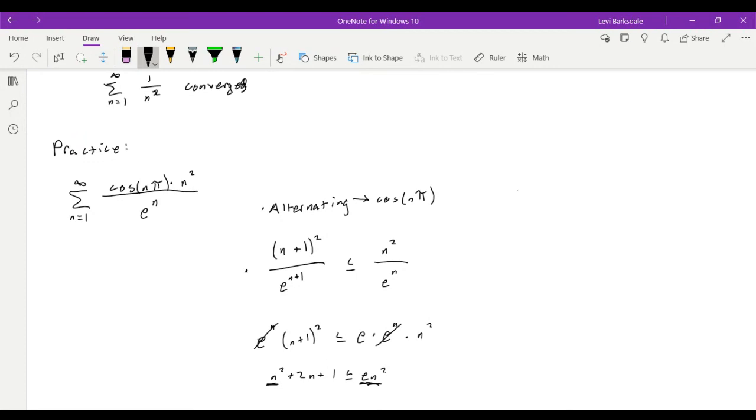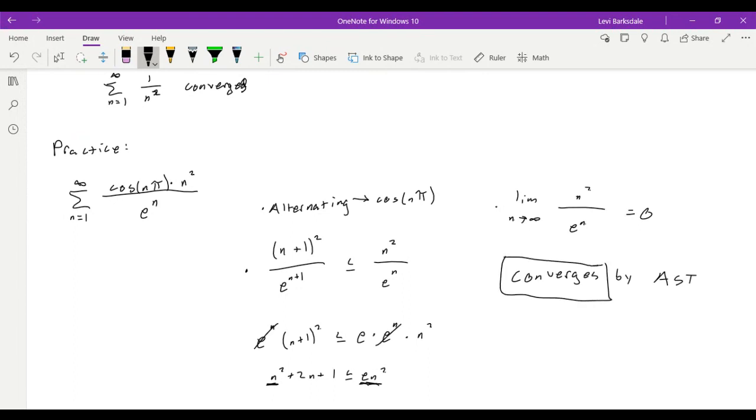Finally, we can see that the limit as n approaches infinity of n squared over e to the n does in fact approach 0. So all three conditions for our alternating series test are met. So we can say that our series converges by the alternating series test.